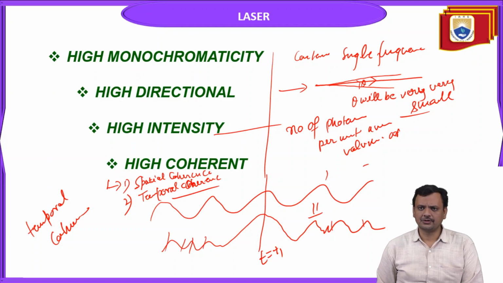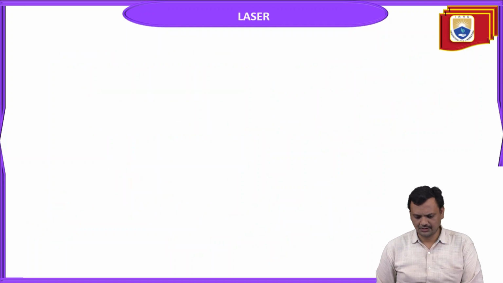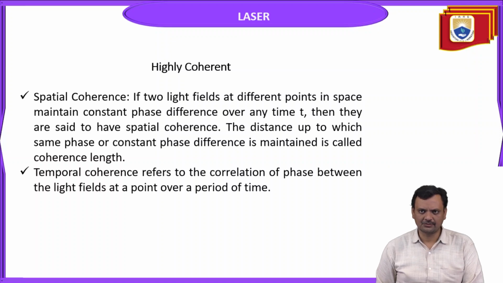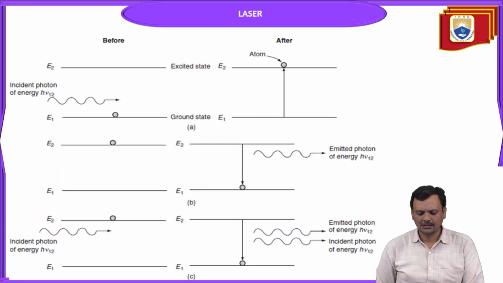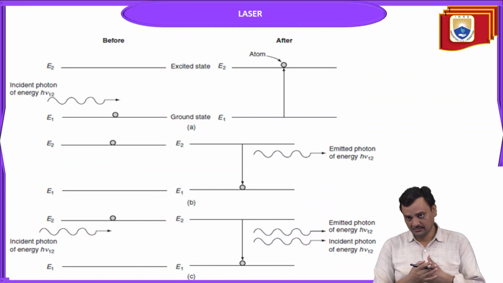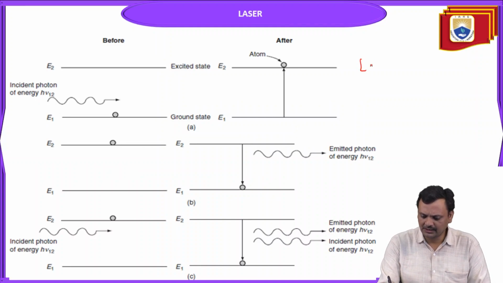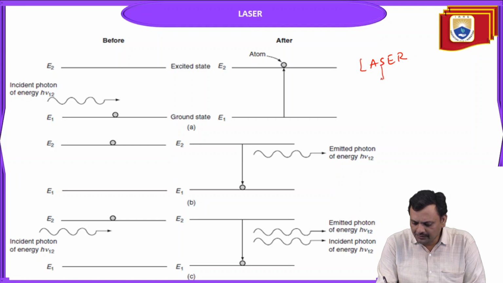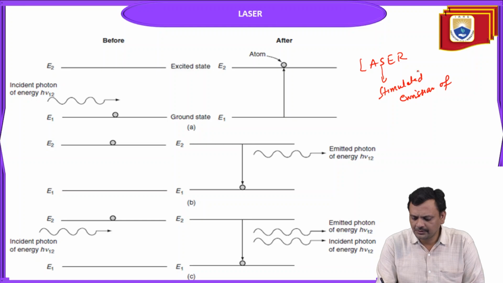So I already told what is spatial coherence and what is temporal coherence. Here it is written what I told. Now, I just told what is laser. Some light will be amplified with the phenomenon of stimulated emission of radiation.